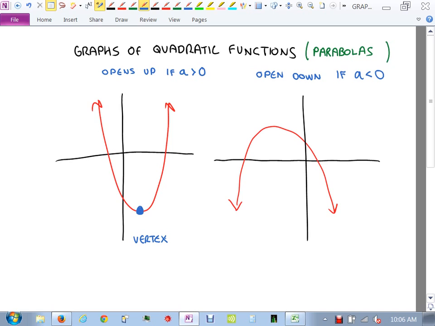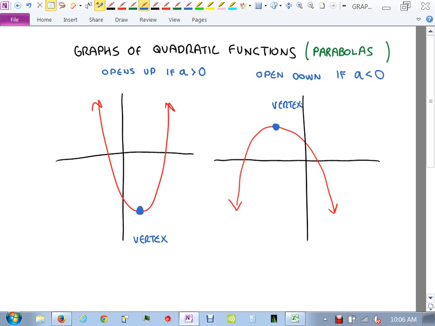So every parabola that opens up has a lowest point, right? Every parabola that opens down has a what? A highest point. And in either case, they're both called the vertex. You just have to know that if it opens up, the vertex is the lowest. If it opens down, the vertex is the highest.